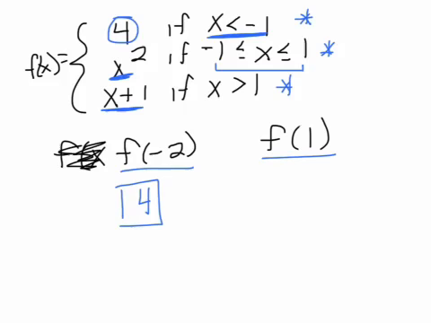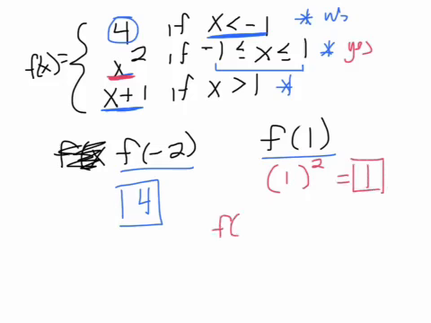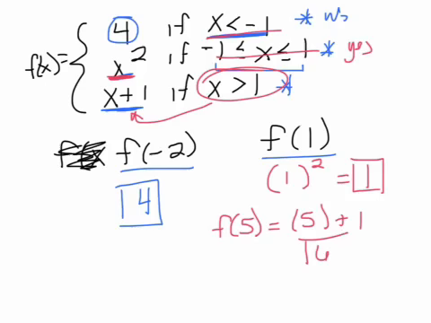f of 1, is it less than -1? No. Is it in between or equal to -1 and 1? And the answer is yes. So all I'm going to do is plug it in. Instead of x, I put parentheses, and in that parentheses I put 1. So when I simplify, my answer is 1. One other example, f of 5. Well, it's not less than -1. It's not between -1 and 1. It falls in this domain, which means I simplify as 5 plus 1, which is 6.